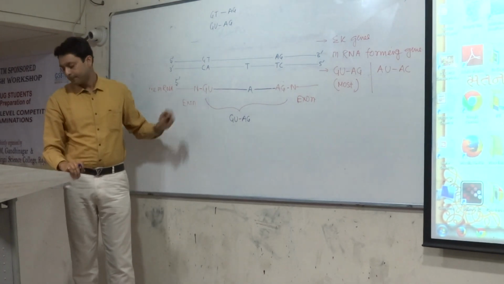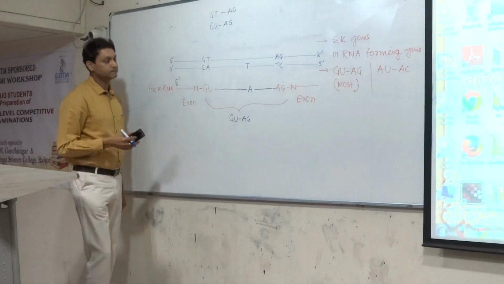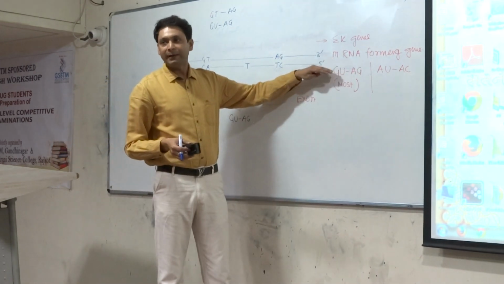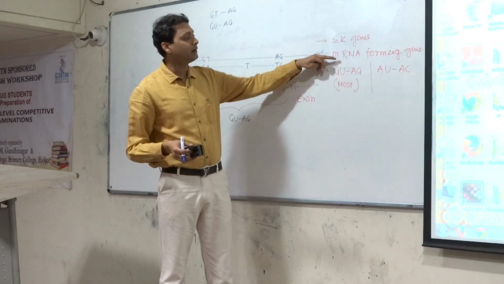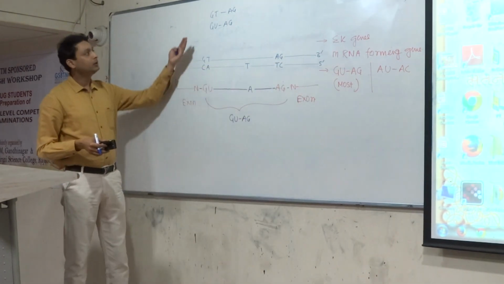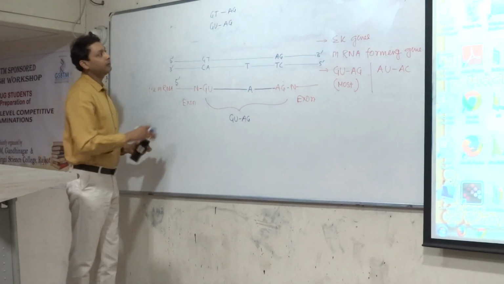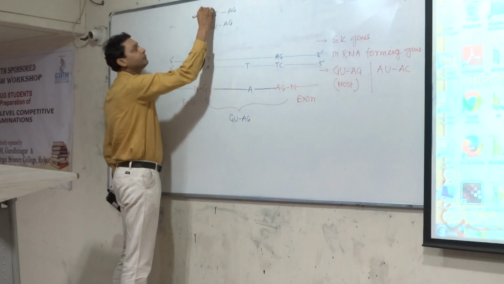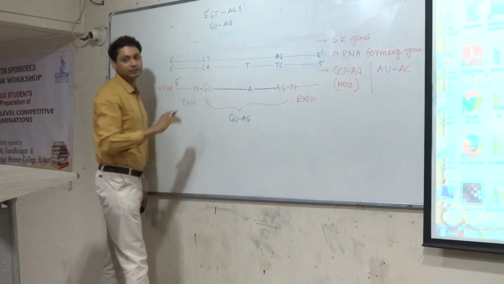So this is one of the common types of intron that you will find in the messenger RNA forming eukaryotic gene, and that is known as the GU-AG intron or GT-AG intron. And when you are going to use this kind of information, always mention 5' and 3' like this.